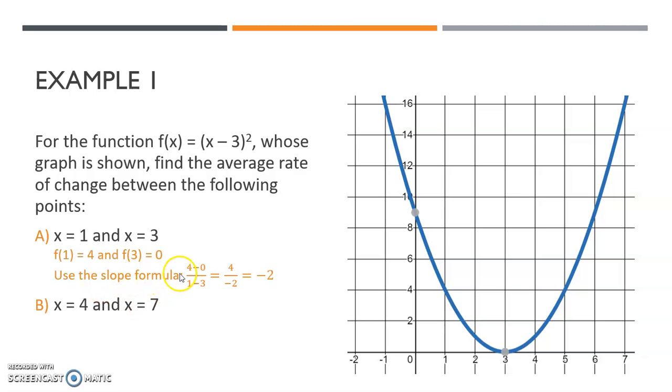So in my slope formula, I did 4 minus 0 over 1 minus 3, which is 4 over negative 2, or negative 2. And that makes sense when you're looking at the line that connects this point to that point, because it is obviously a negative slope and it's gone down 4 and over 2.